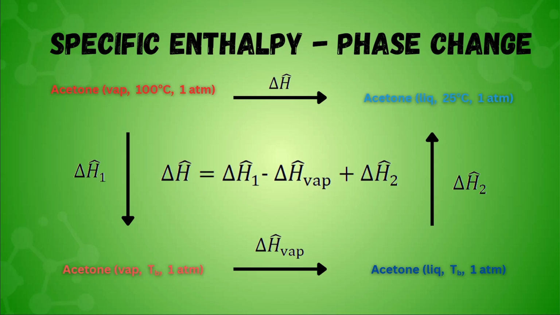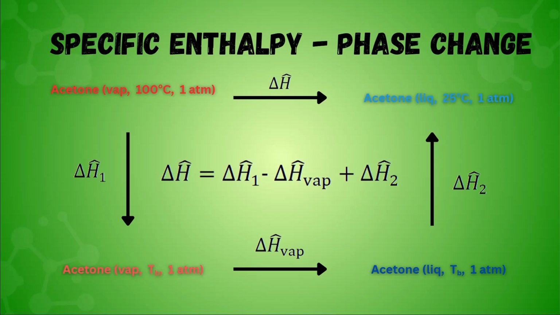To simplify this, we can take an alternate path that leads to the same end state. First, we calculate the sensible heat required to cool the acetone vapor from 100 degrees Celsius to its bubble point temperature. Next, we can account for the phase change. During condensation, the temperature remains constant at the bubble point and the latent heat of vaporization must be included. This value is usually available in literature for various substances.